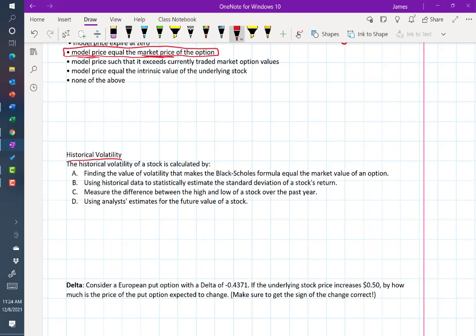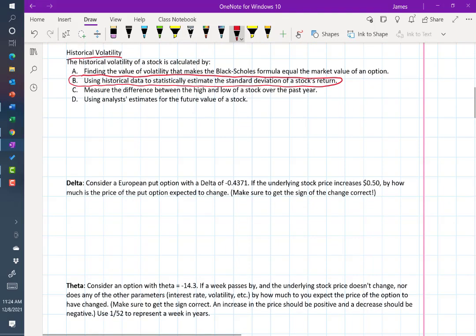Historical volatility. Remember, volatility is another name for standard deviation, and that's just using historical data to estimate the standard deviation or the volatility of a stock. Okay, so make sure you know the distinction between implied volatility and historical volatility.